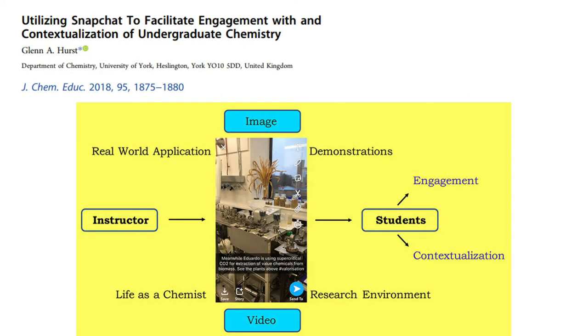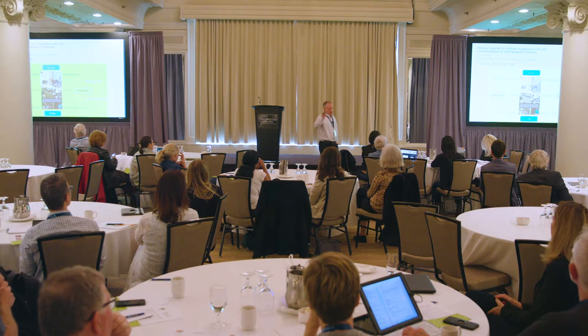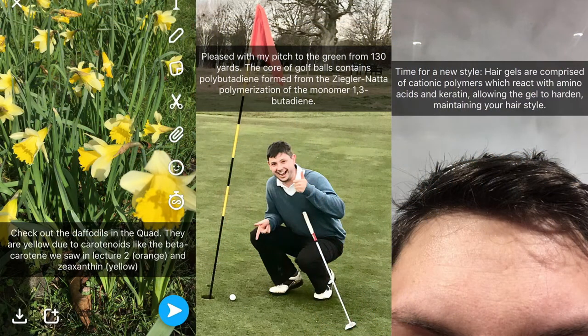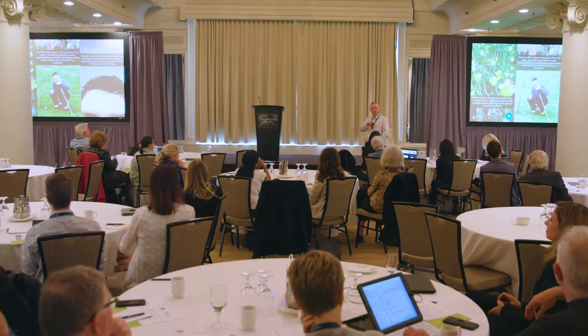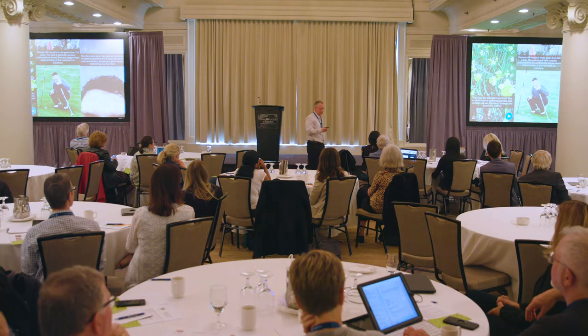But there was actually a chemist who just published a paper in 2018 on using Snapchat. And he's got a really interesting way of using it with his students. He takes pictures, and here's some more examples, and relates this to lecture material or course material. So you know the one over here, time for a new hairstyle. Hair gels are comprised of cationic polymers which react with amino acids and keratin, allowing the gel to harden, maintaining your hairstyle. So relating the chemistry to everyday life, and what a fantastic way to use this technology to bring chemistry to the students on their level.